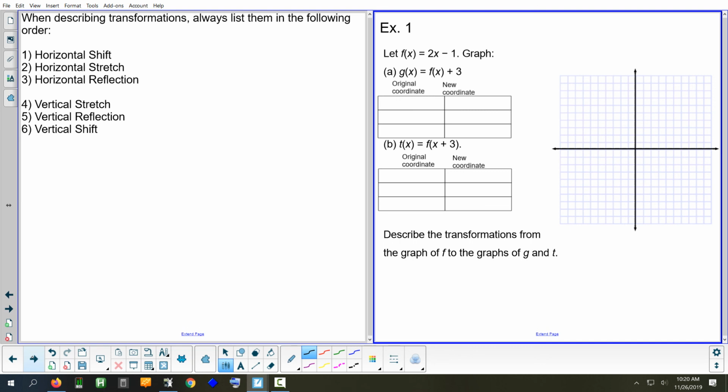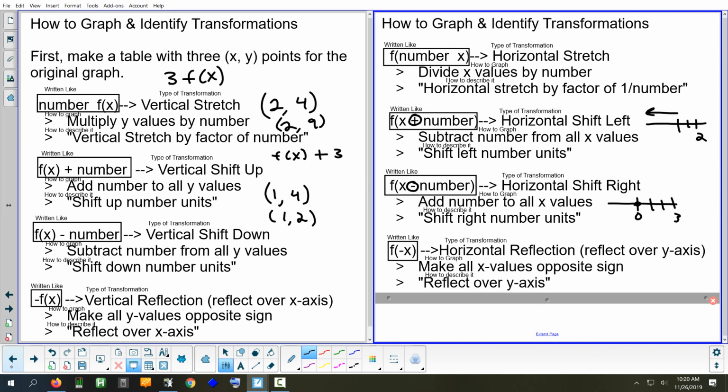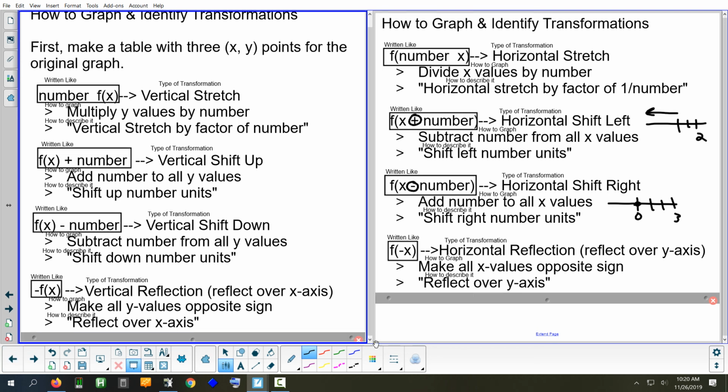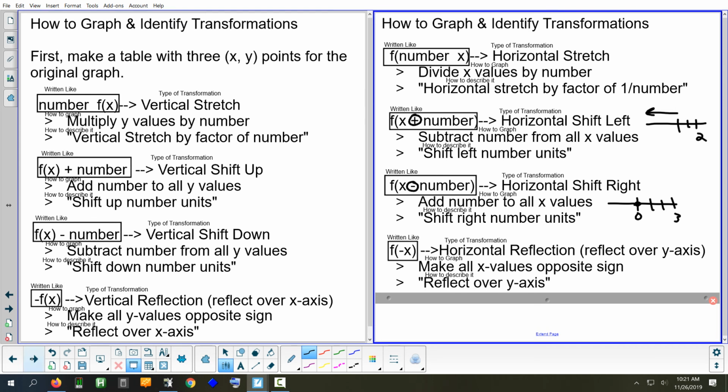Now, both A and B are only doing one thing. Let's start with A. It's a +3 at the end. So let's go back to our notes. What transformation is a +3 at the end? Look for a plus and a number, and it's at the end. Maya? Vertical shift. Nice. Vertical shift up. That's exactly what we're going to do. Up how many? 3.